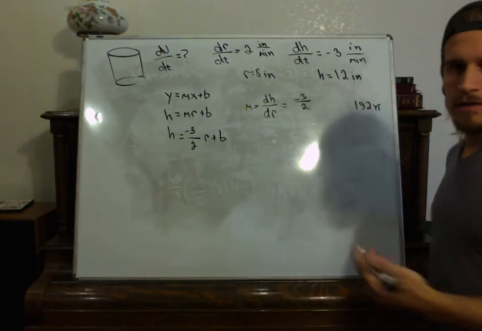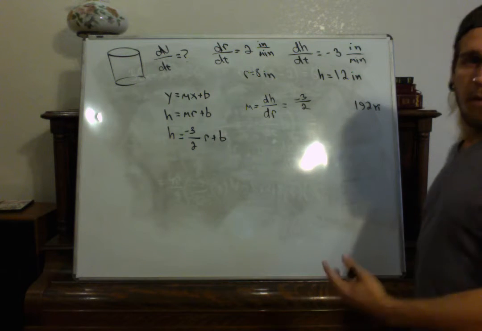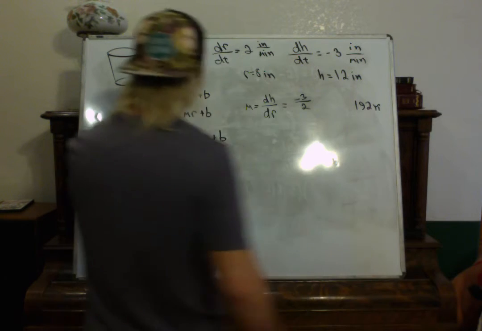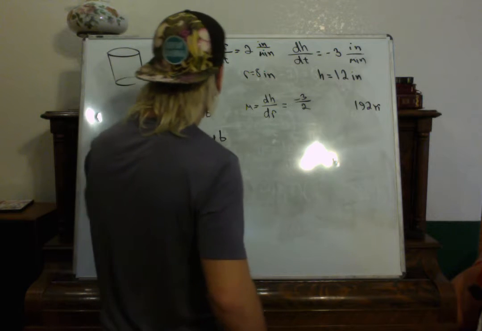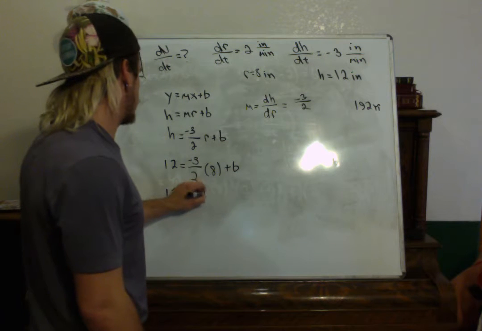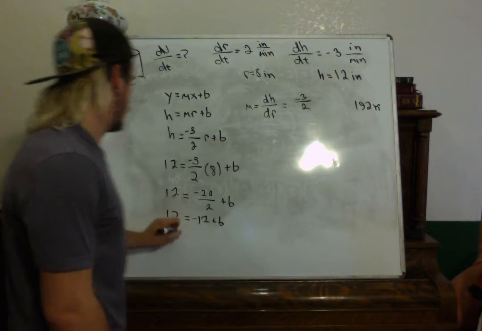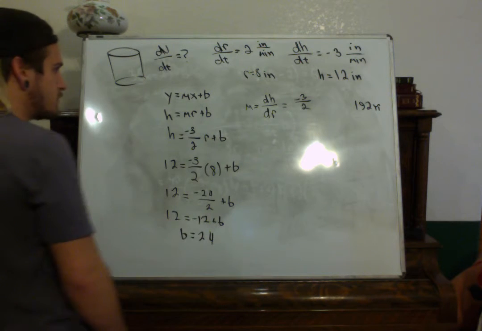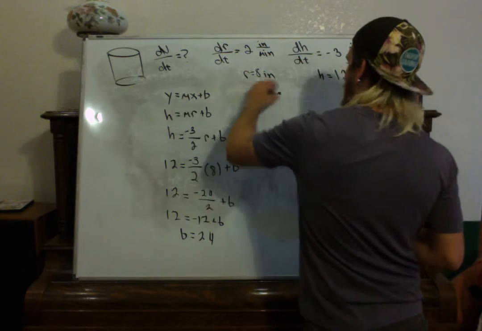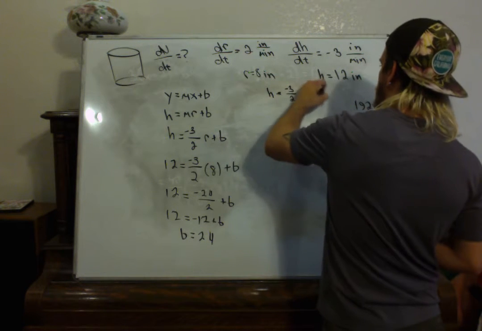And then we need to find b, the y-intercept, or in this case the h-intercept, if we were to graph this. We have a point. When r is 8, h is 12. So plug in 12 for h, 8 for r, and solve for b. 12 equals negative 24 over 2. So 12 equals negative 12. B equals 24. Good. All right. So we now have that h equals negative 3 halves r plus 24.